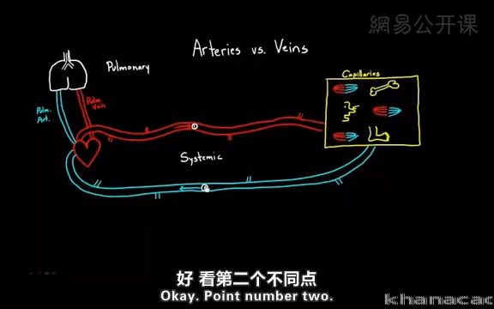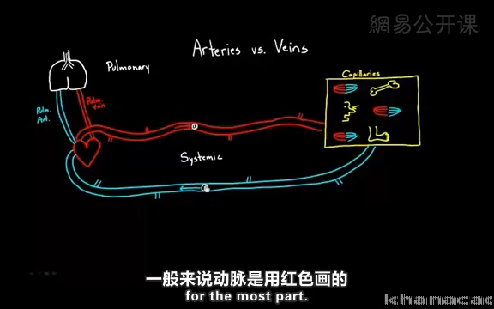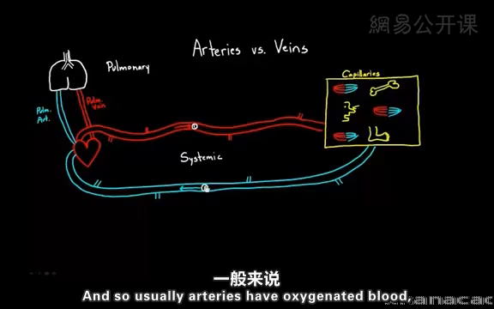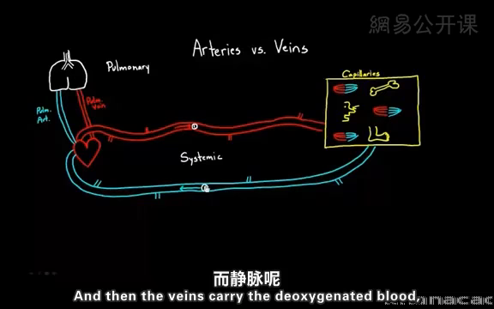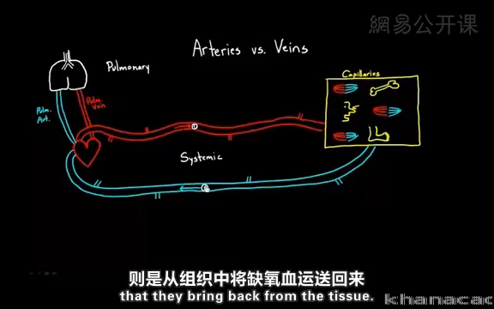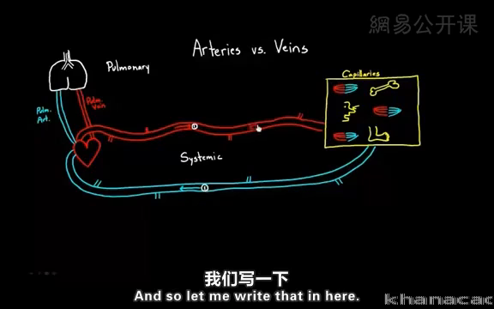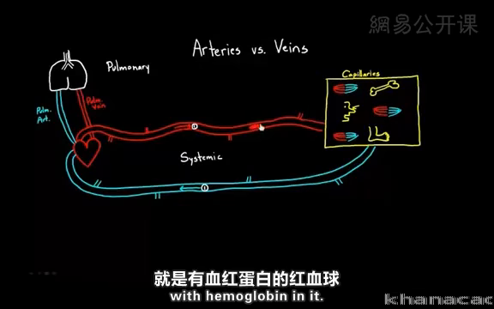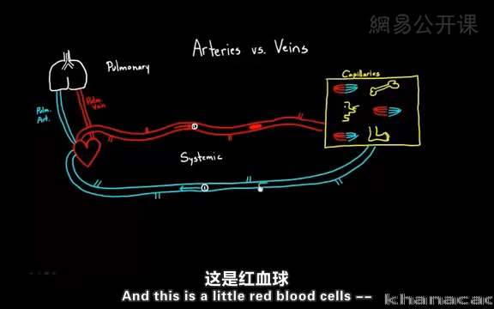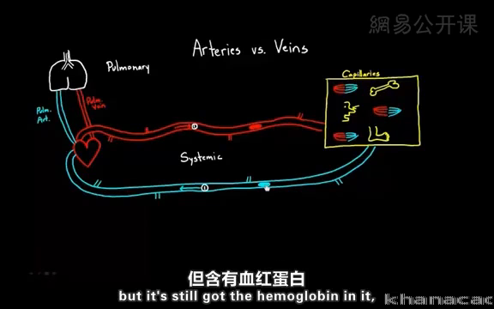Okay, point number 2. Now you see that the arteries are drawn in red for the most part. And so usually arteries have oxygenated blood that they're bringing out to the tissues, and then the veins carry the deoxygenated blood that they're bringing back from the tissues. So point number 2 is really about the color. And so let me write that in here. So this would be like a little red blood cell with hemoglobin in it. And this is a little red blood cell, still called a red blood cell even though its color is more blue. But it's still got hemoglobin in it.